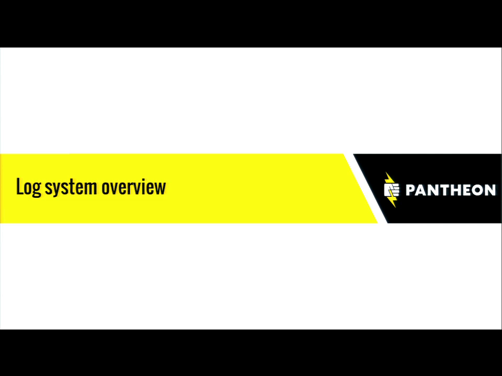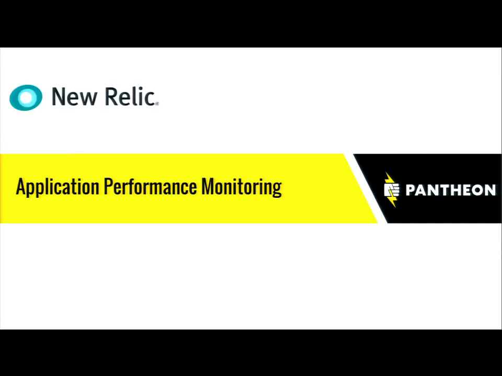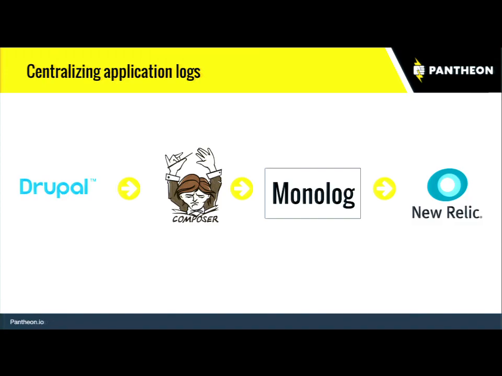So now we're about to get our hands dirty. We're going to take a look at the log system that we're going to build. First, application performance. People have already used New Relic, so I'm going to skip over this. We know the features, and this is how it's going to work: Drupal to Composer to Monolog to New Relic.